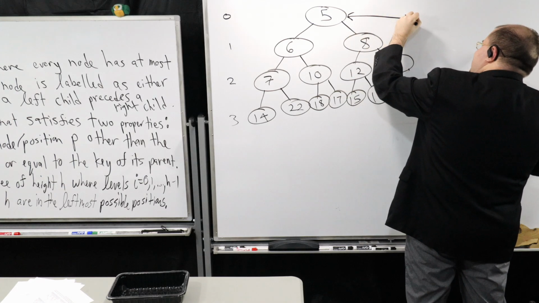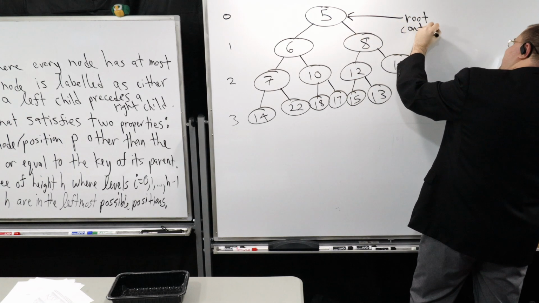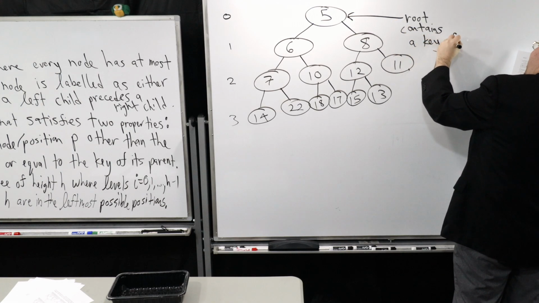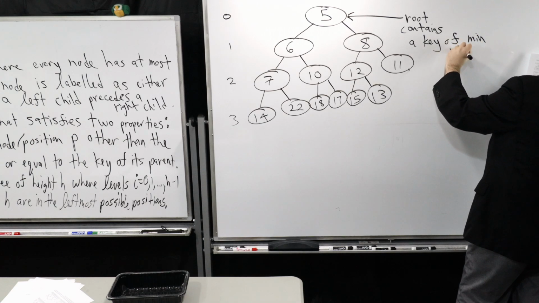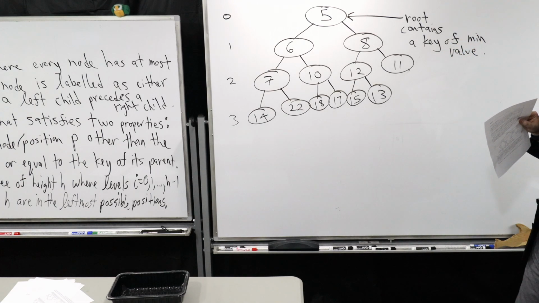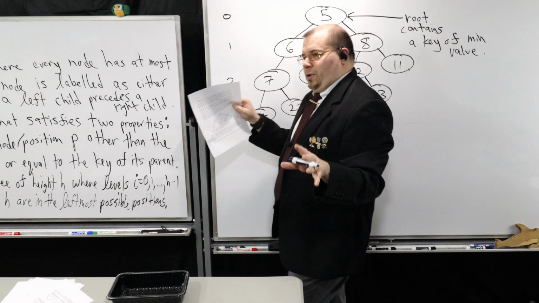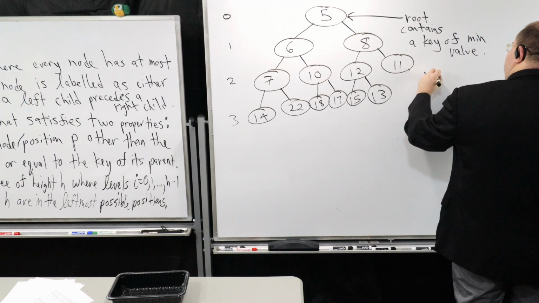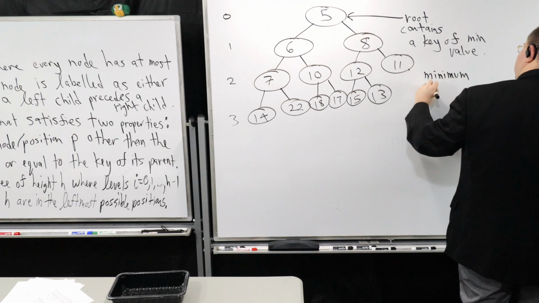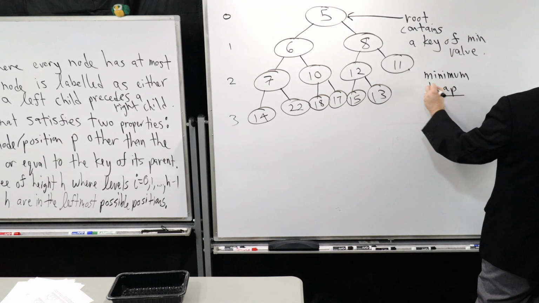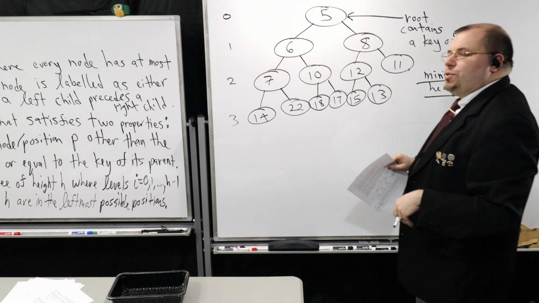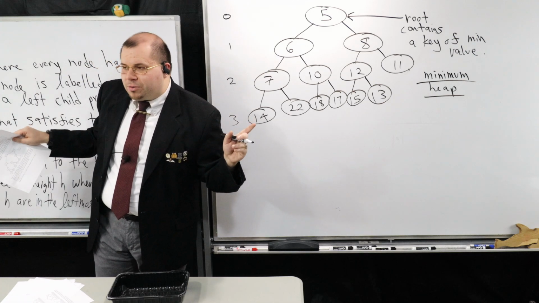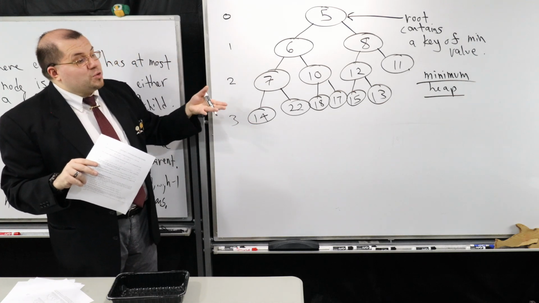So the root contains a key of min value. Now, one thing I didn't tell you quite yet is that what I've defined for you is something called a minimum heap, or the shorter term, just min heap. If you want to talk about a max heap, you just take the heap order property and flip the relationship.